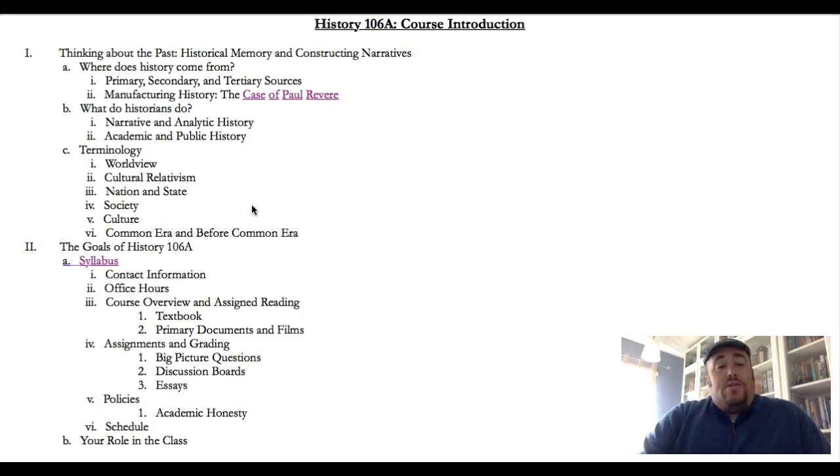Now, the next two terms I want to talk about are nation and state. And we use these terms interchangeably a lot in the world today. And certainly in a lot of disciplines, they're used interchangeably, and we don't think about them as much. But for us, it's going to be really important. For historians, for political scientists, these have very firm definitions.